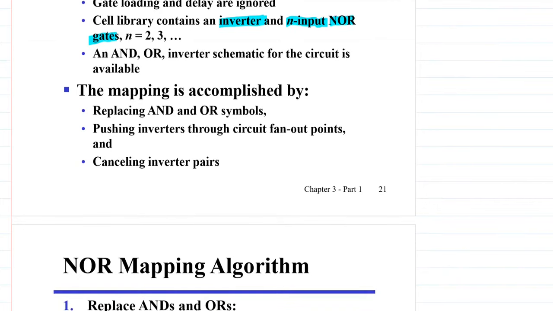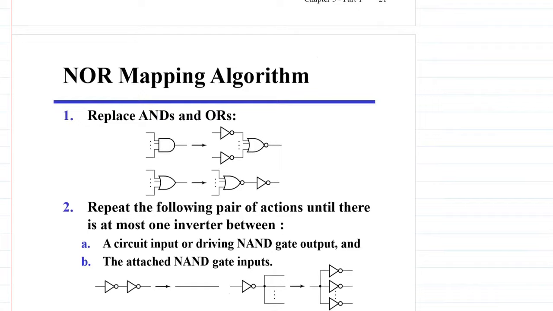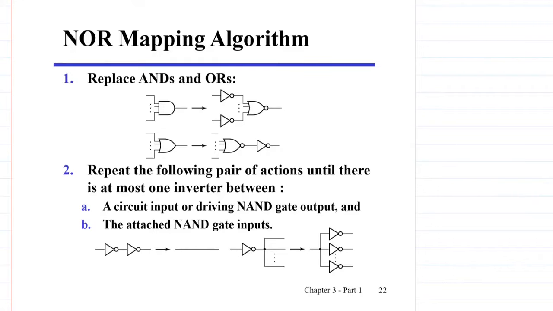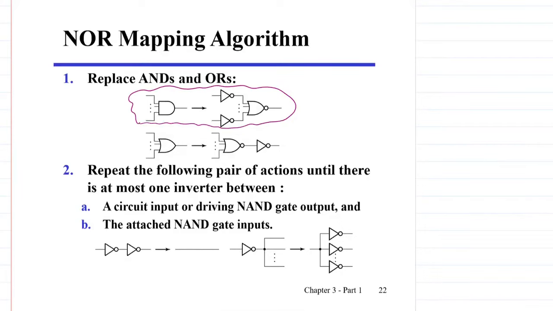The steps for the mapping are similar. We will replace the AND and OR symbols with their equivalent NOR gates, and then we will push inverters through the circuit fan-out points and cancel the inverter pairs. Here you can see how the replacement of the AND gates with their equivalent NOR gates are performed.